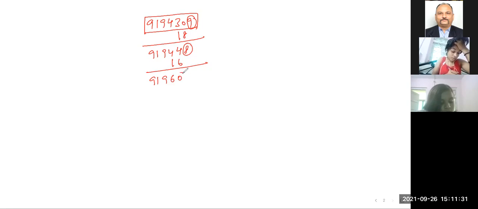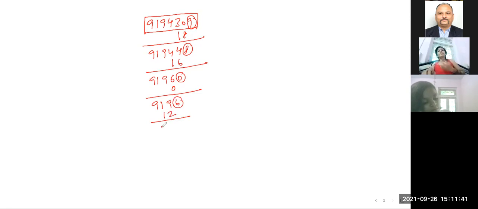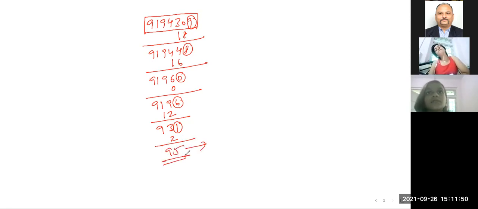Then I have to truncate this 0 and add over there 0. So it will be 9196. Then I have to truncate the 6, add double, that is 12. So it will be 931. Then I have to truncate this 1, add 2. So it will be 95. And 95 is divisible by 19. So this number is also divisible by 19. Very good.